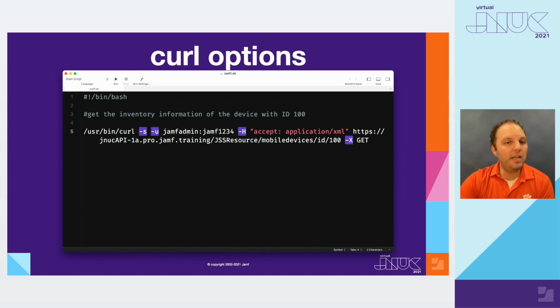Then we have a hyphen capital H, which is for a header. Now, with the Jamf Pro Classic API, we can either get back JSON or XML. This header is saying, hey, Jamf Pro, I want to accept XML from you. And at the very end, we also have a hyphen capital X. This is how we define the command we're using. GET is the default action for a curl command. However, as a best practice, we might want to throw that on there as well. So we're telling it this is the action we're performing with this curl command.